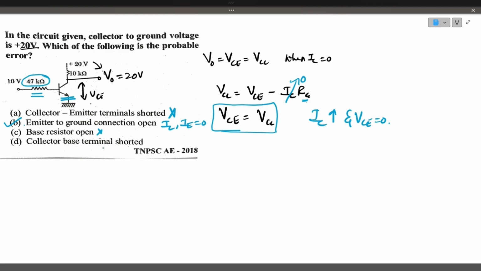The collector base terminal is short circuited. He is telling this and this are short circuited. Even in that case, the output voltage will not be equal to 20 volts. Then the current flows in this direction, so the output voltage is nothing but the base voltage. So it will not be 20 volts, it will be the base voltage. Base voltage is nothing but the base to emitter voltage. So even this is not correct. So the answer is option B.